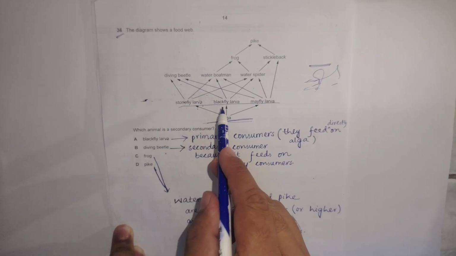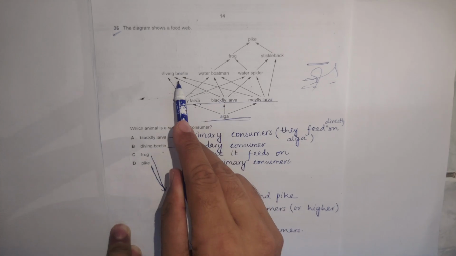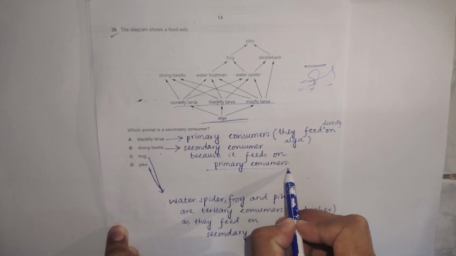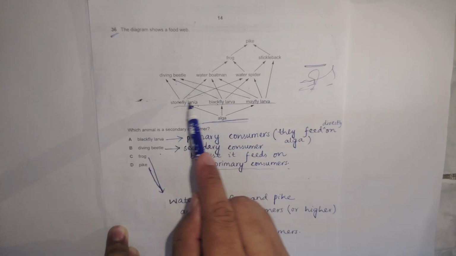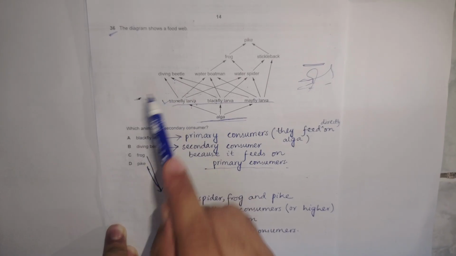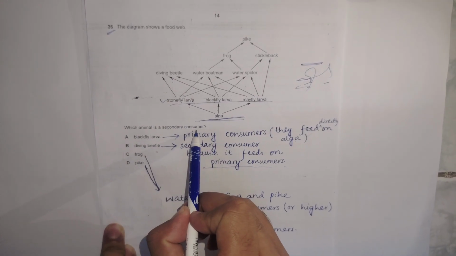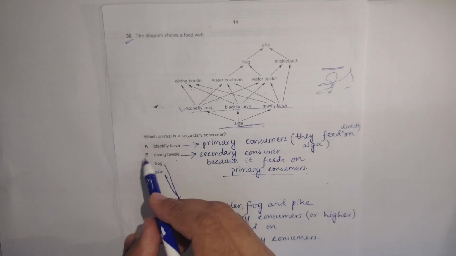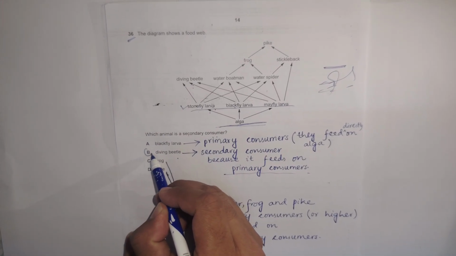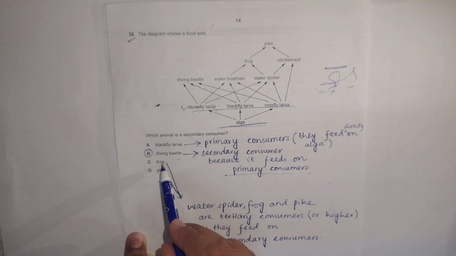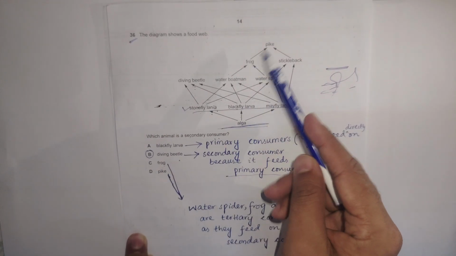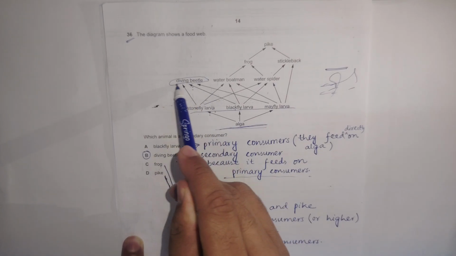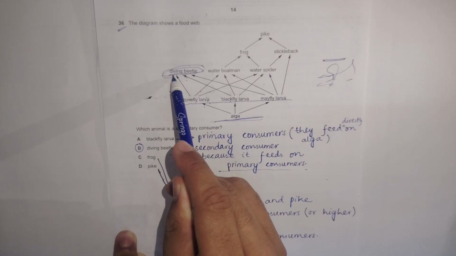Diving beetle is the one that feeds on primary consumers. These are primary consumers, so this is secondary consumer. Diving beetle will be secondary consumer. So here is our answer. Frog and pike, diving beetle. This row belongs to secondary consumer.